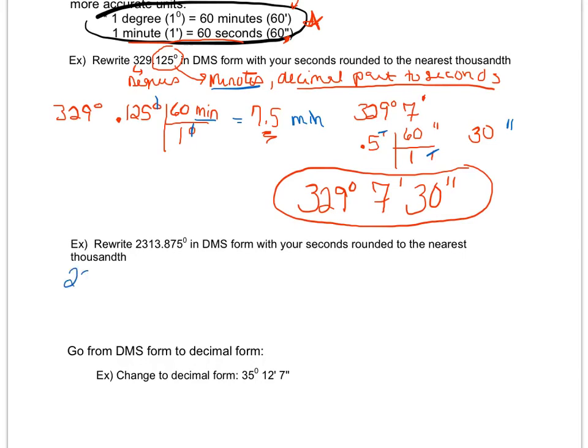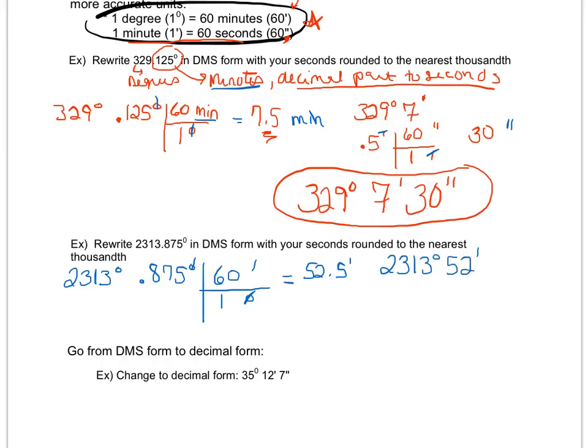So I'm going to keep my 2,313 degrees. I'm going to take that 0.875 degrees, and I'm going to get it to minutes. So I want to get to minutes. I want to get rid of degrees. So if I put degrees on the bottom, they'll cancel, and I'll be left with minutes. And now I have to ask myself, how are degrees and minutes related? Well, there's 60 minutes in 1 degree. So then all I have to do is 0.875 times 60. Doing that gives me 52.5 minutes. So now if I say, what do I have? I have 2,313 degrees, 52 minutes, and all I have left to do is find my seconds.